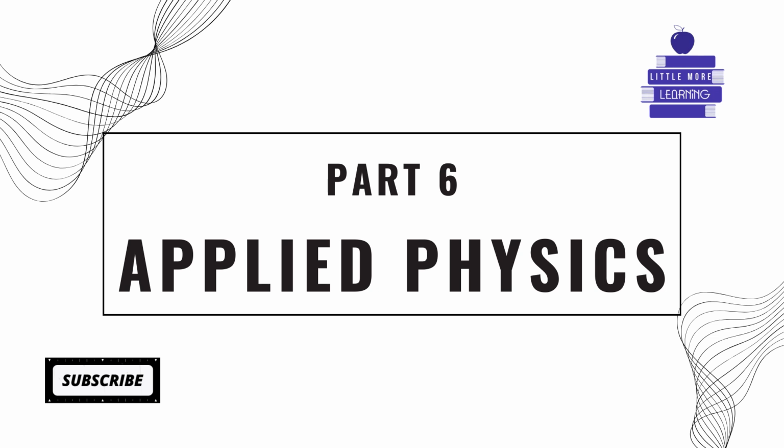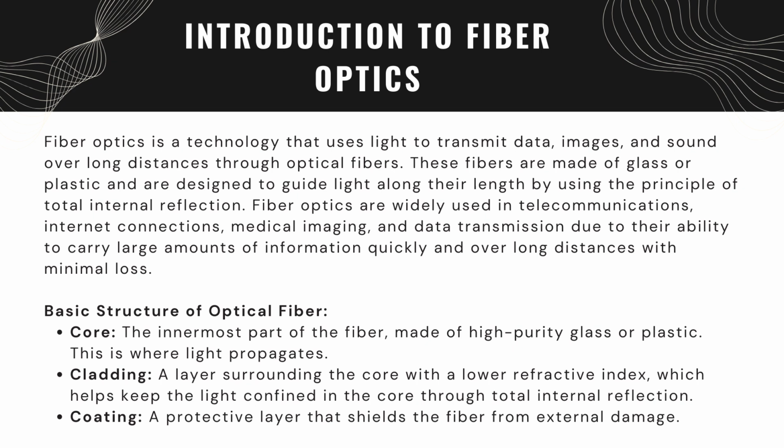Today we will start with part 6 of Applied Physics 1, and we'll cover fiber optics. Let's get started. Fiber optics is a technology that uses light to transmit data, images, and sound over long distances through optical fibers. These fibers are made of glass or plastic and are designed to guide light along their length by using the principle of total internal reflection.